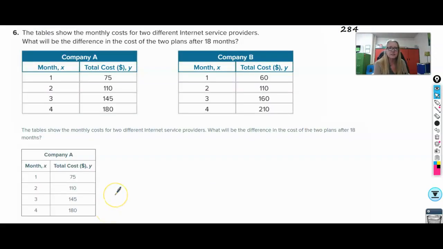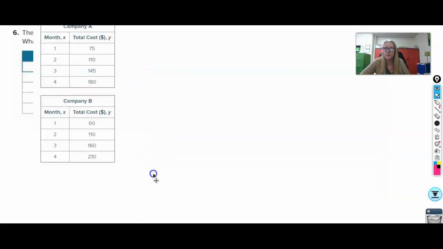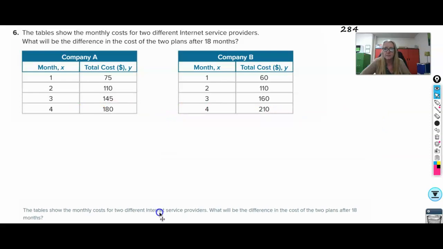All right, question 6, I believe, is the last question. I don't think there are any more than 6. But here we are comparing two tables, same kind of thing, all right? We need an equation for each table, and then we need to make a comparison where they're just asking us what will be the difference in cost of the two plans after 18 months, okay? So we're just asking for a cost, two plans, okay?